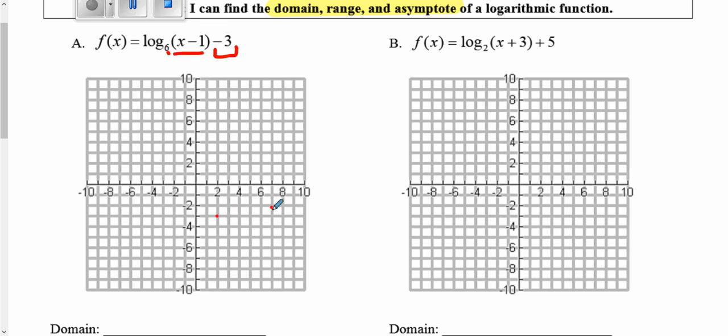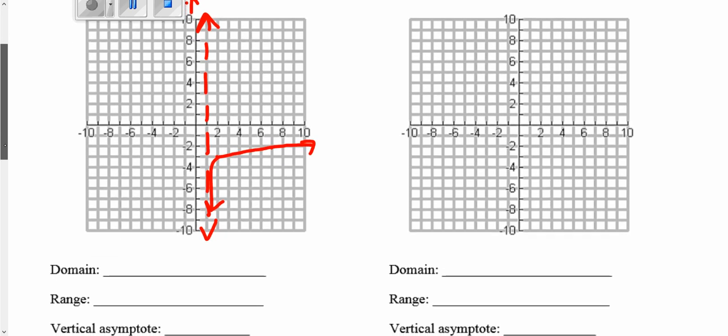And then the last thing we need to graph is your vertical asymptote, which is going to do the opposite of what's in parentheses. So it's at x = 1. And hopefully these graphs are coming a little bit easier to you now. So once we have our graph, we have enough information to find the pieces of information that are asked below.